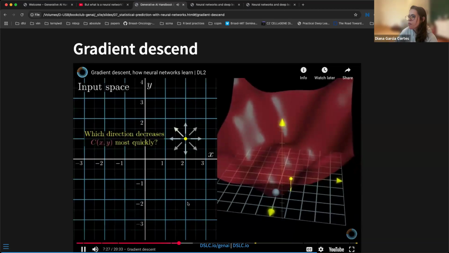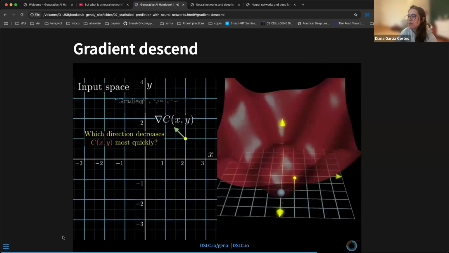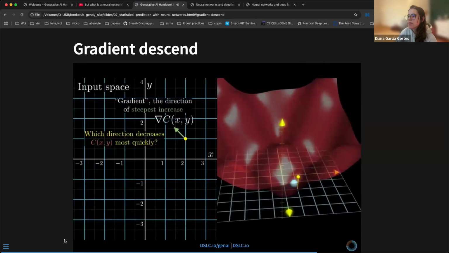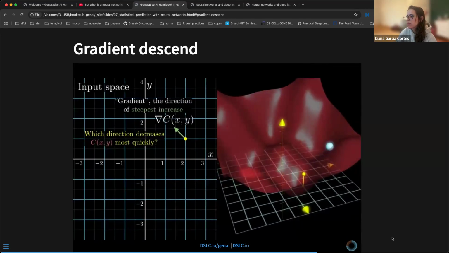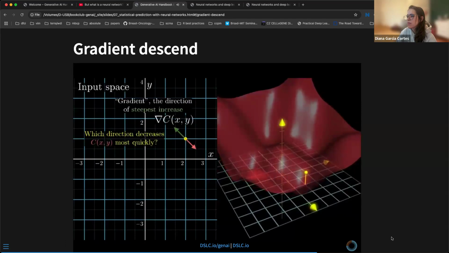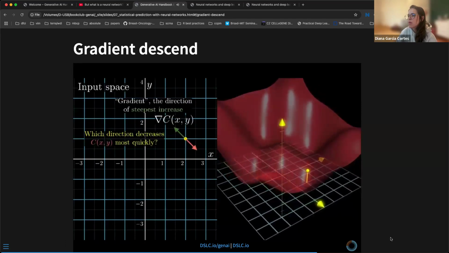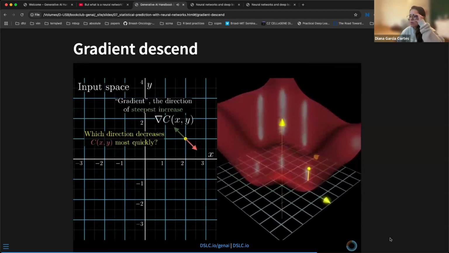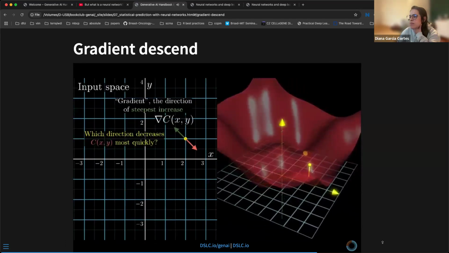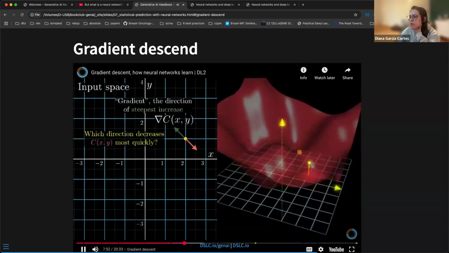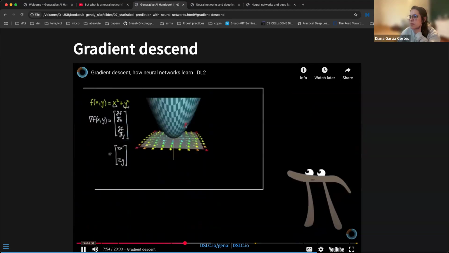Those of you familiar with multivariable calculus will know that the gradient of a function gives you the direction of steepest ascent. Basically, which direction should you step to increase the function most quickly? Naturally enough, taking the negative of that gradient gives you the direction to step that decreases the function most quickly. And even more than that, the length of this gradient vector is actually an indication of just how steep that steepest slope is.